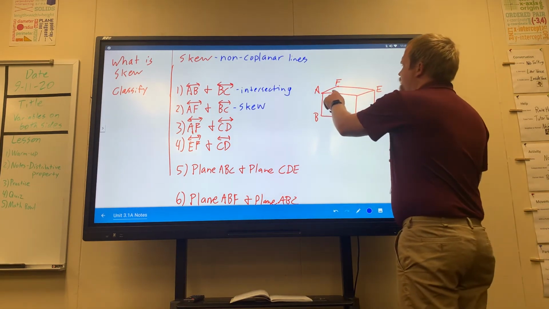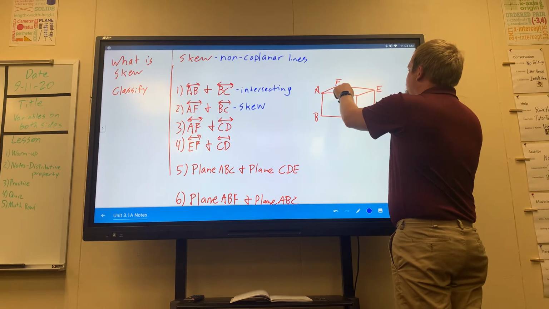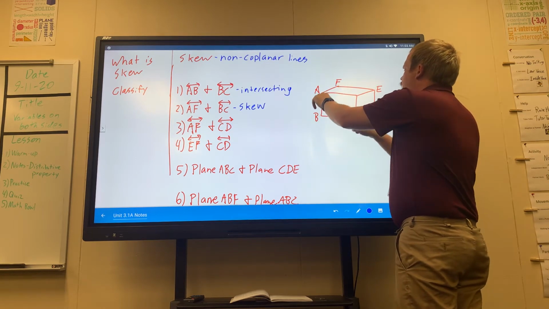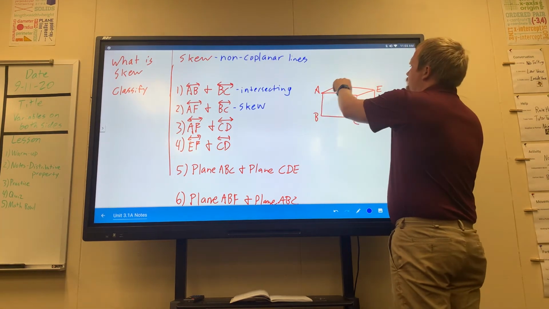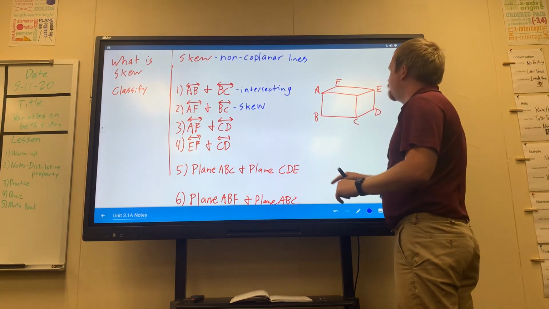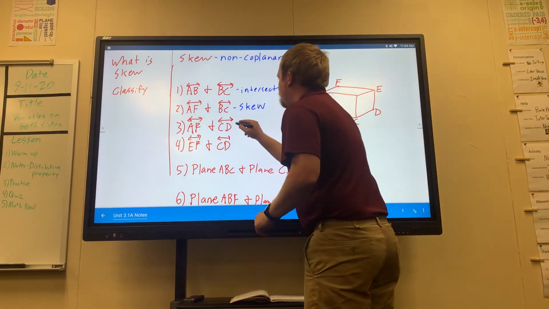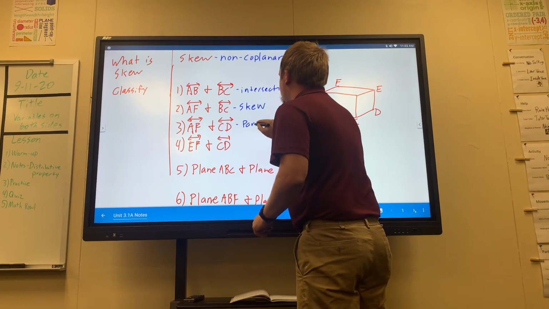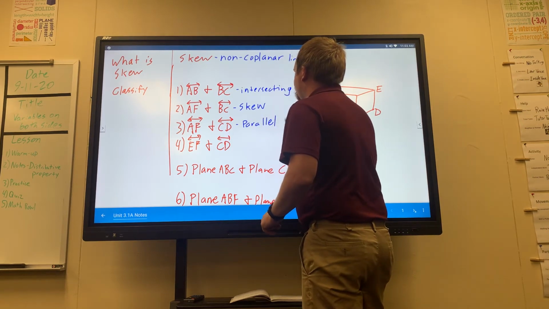Now, if we're looking at AF and CD, notice how they're not going to cross one another. They're not going to touch one another. So these are parallel lines.